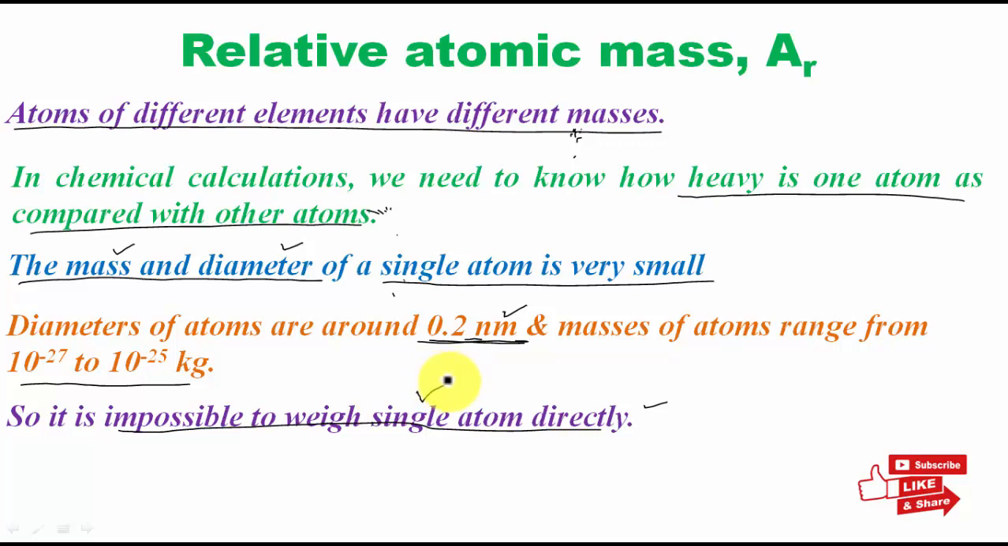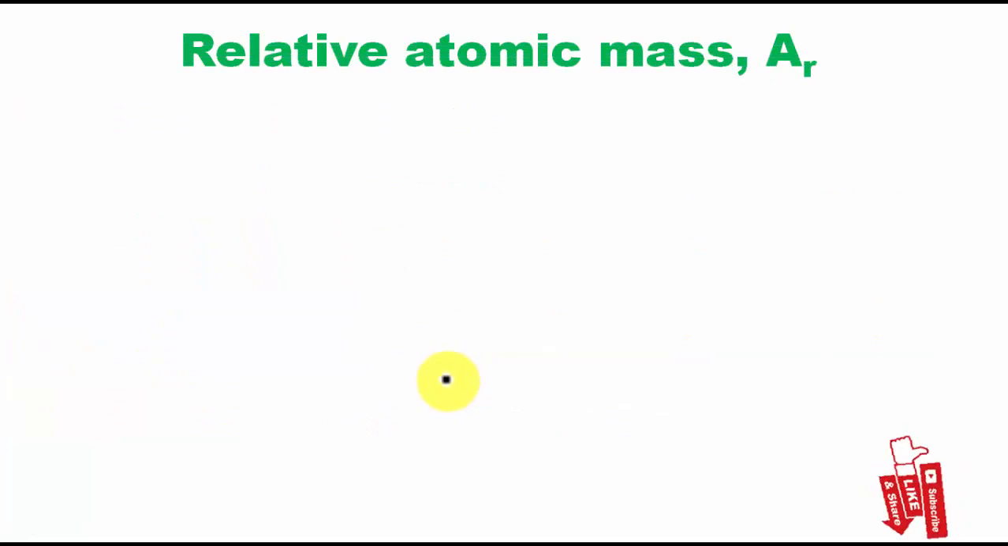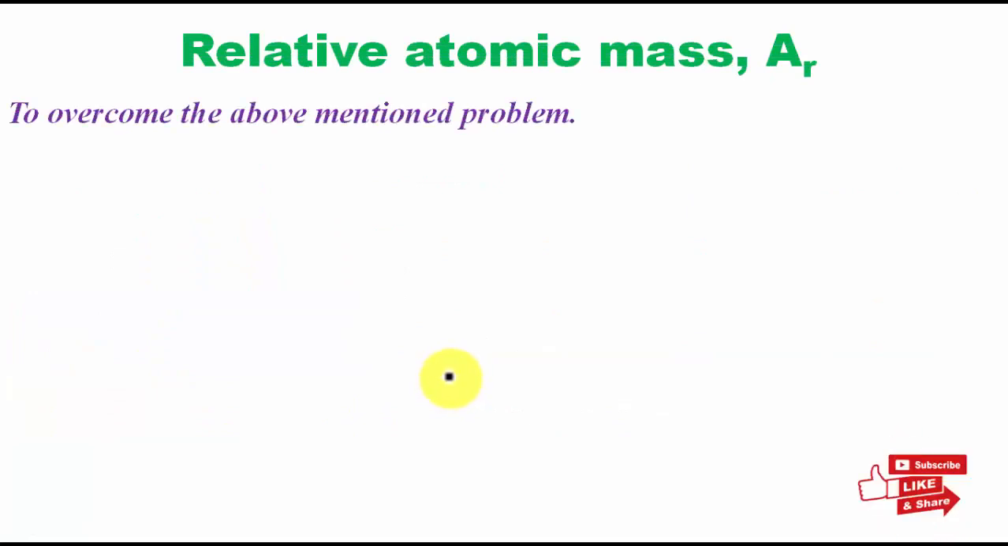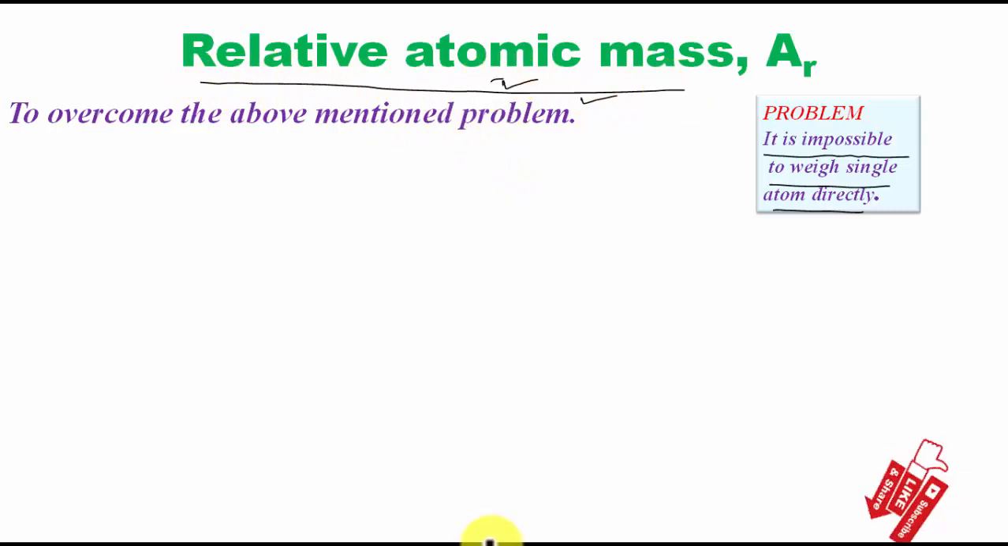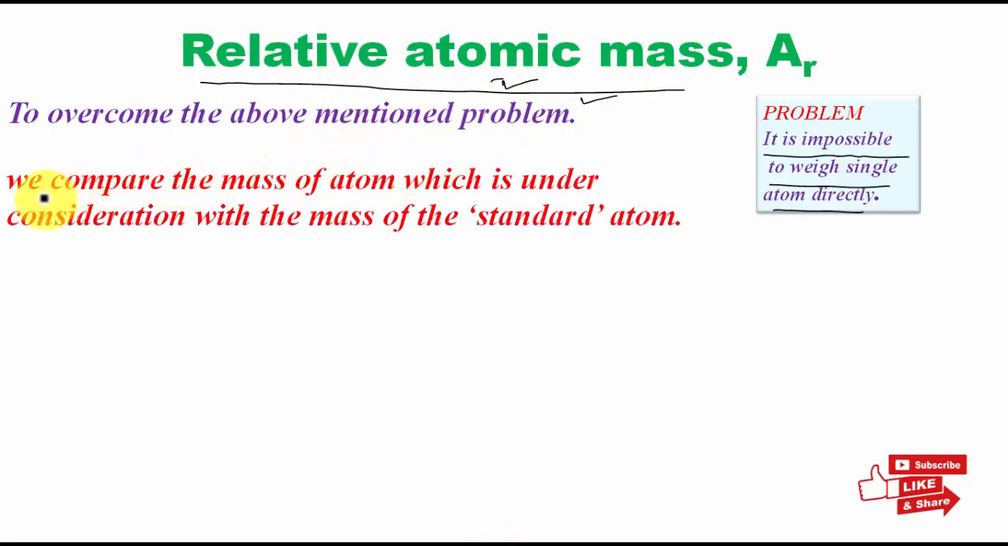So what are the solutions? To overcome the above mentioned problem, what was that problem? The problem was that it is impossible to weigh a single atom directly. What do we do? We use relative atomic mass. How do we get relative atomic mass? We compare the mass of the atom under consideration with the mass of a standard atom.